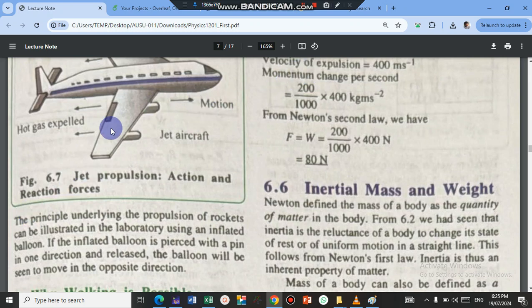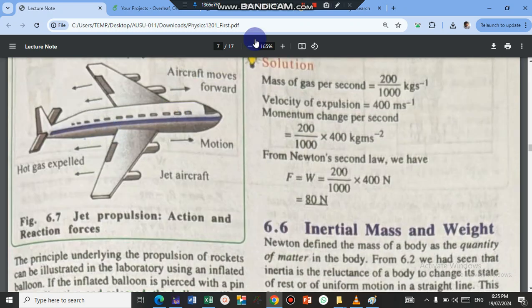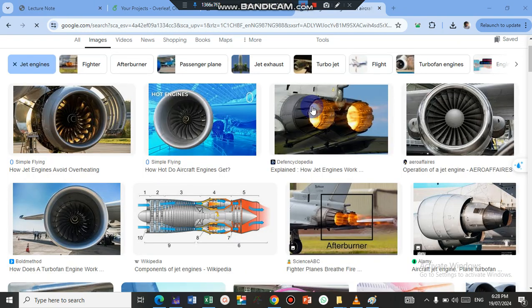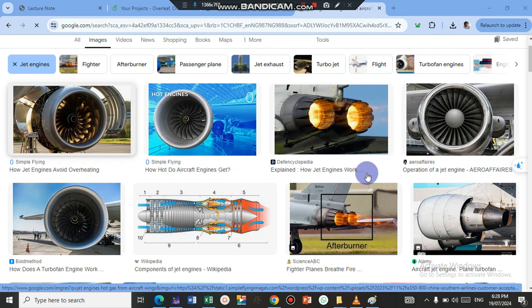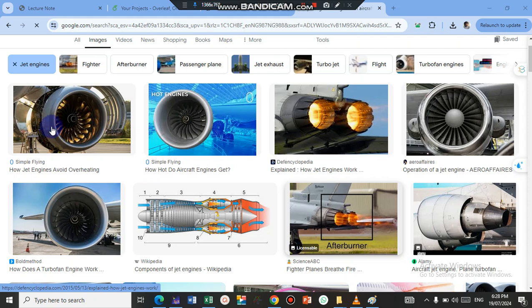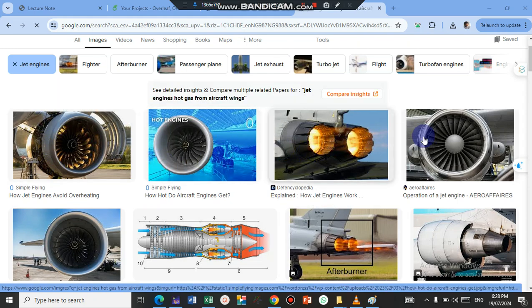I am going to show you an additional image. As you can see in these images, this is a jet engine. Hot gases come out of here with the action force, and the jet moves forward with a reaction force. Look at this one now: the hot gases coming out with the action force, and the plane moves with the reaction force.